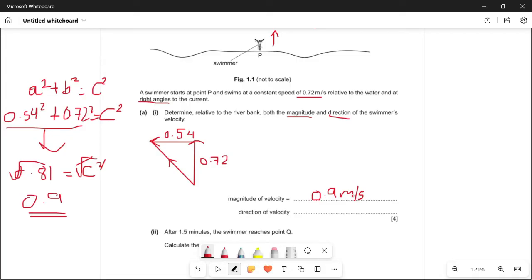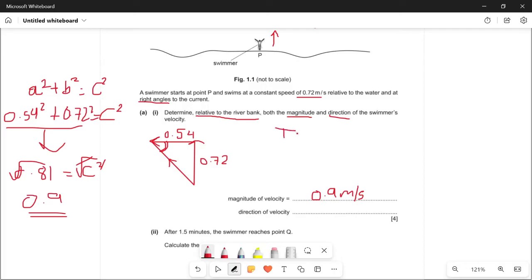And then next we're asked to find the direction. Now the direction we're asked to find is relative to the riverbank, as mentioned in the question. So that means we have to find this angle between the resultant velocity and the riverbank. So to find this angle, we can use the trigonometric ratios. So we have the opposite side, which is 0.72, and the adjacent one 0.54.